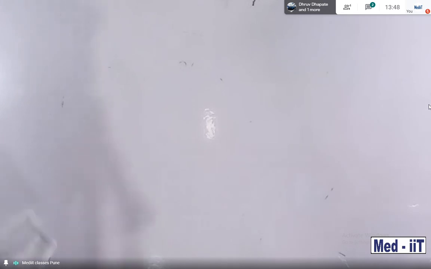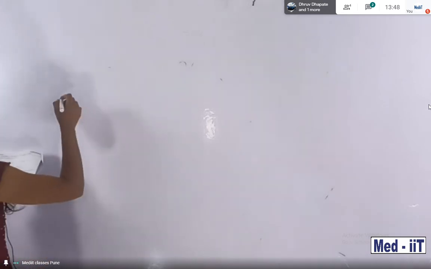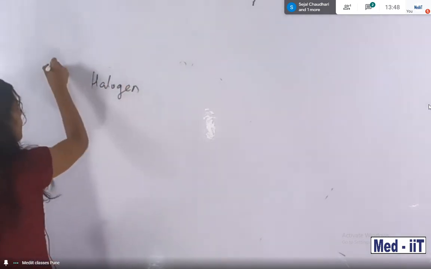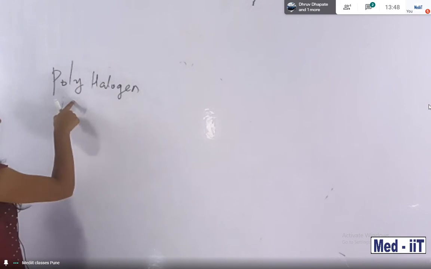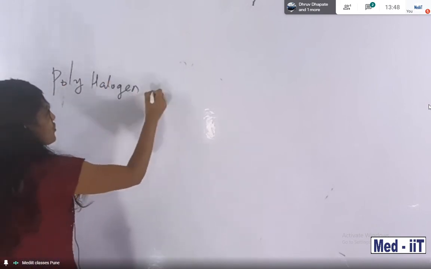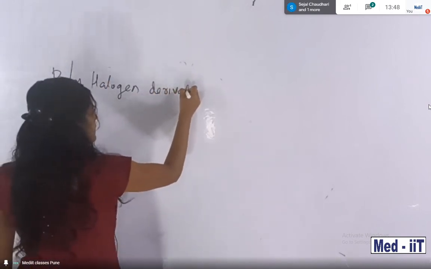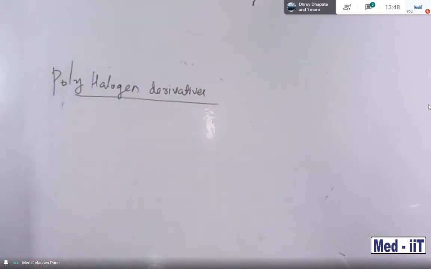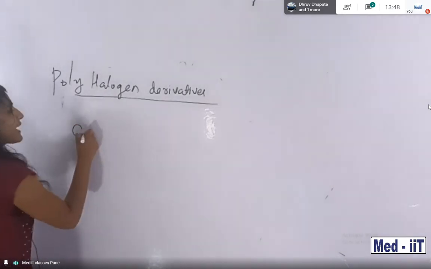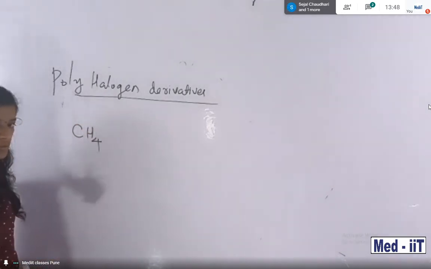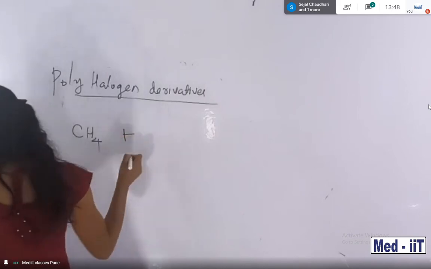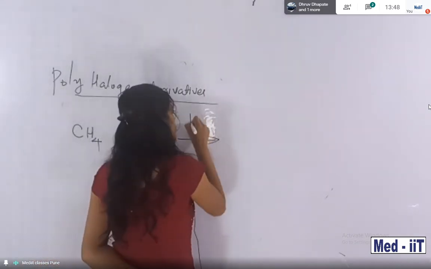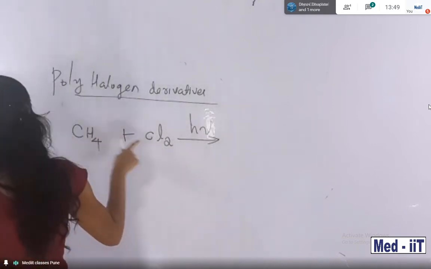Next one, there are some practice questions like halogen derivatives. Polyhalogen derivative means more than one halogen. We are going to create polyhalogen derivatives. In the case of a substrate, suppose methane, CH4, we react it with Cl2, halogen.